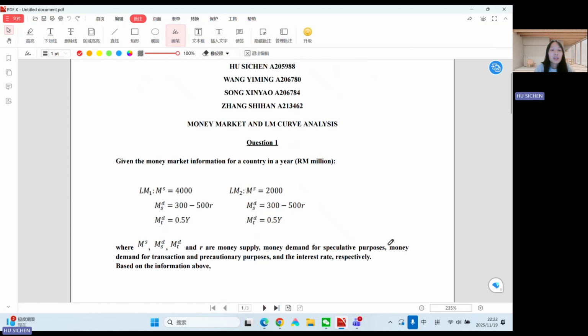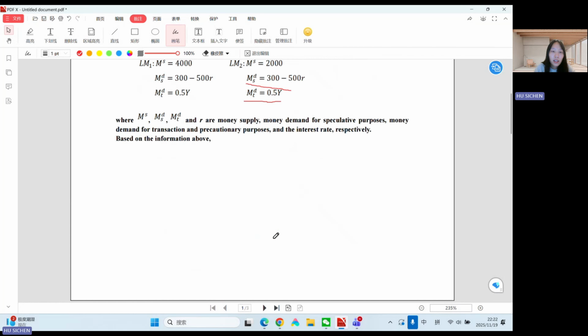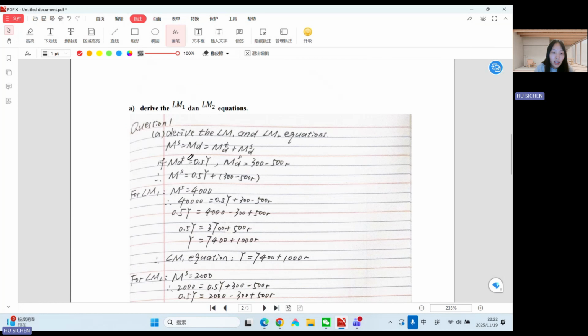The question gives us the money market information for a country. Money demand has two components, transaction and precautionary demand, plus speculative demand. So the money market equilibrium occurs when MS equals MD, which equals 0.5Y plus 300 minus 500R.